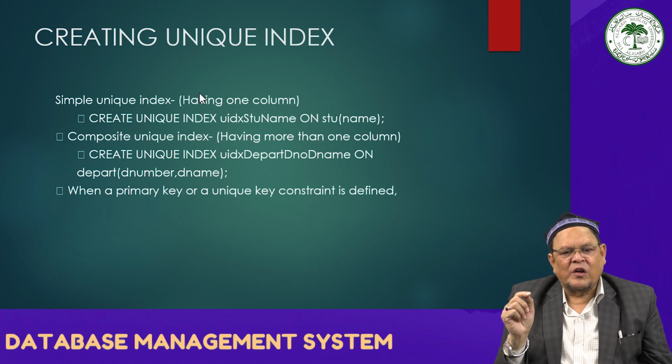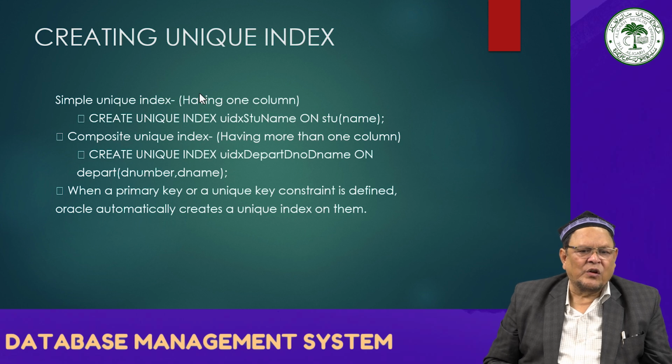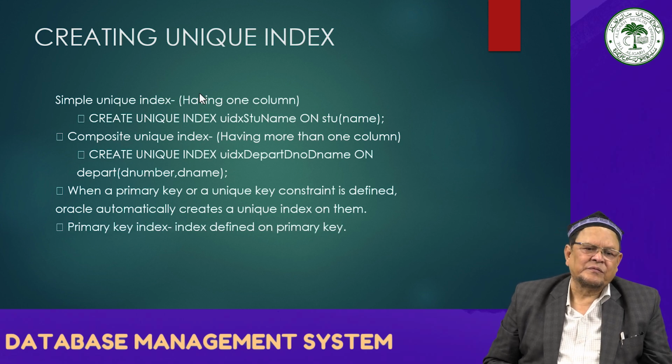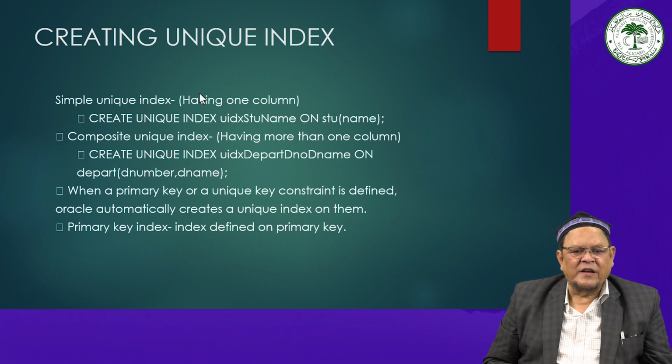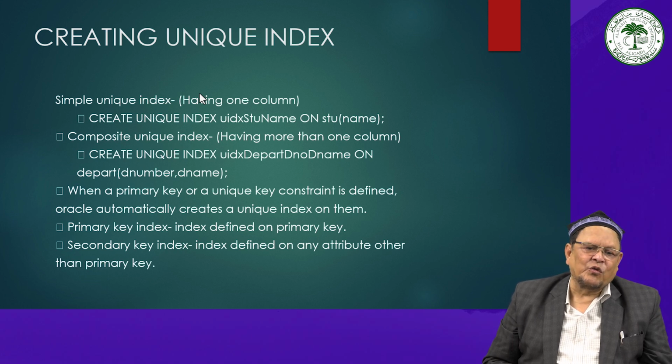When a primary key or unique key constraint is defined, Oracle automatically creates a unique index on them. A primary key index is an index defined on a primary key. A secondary key index is defined on attributes other than the primary key. You can define a secondary key index also.